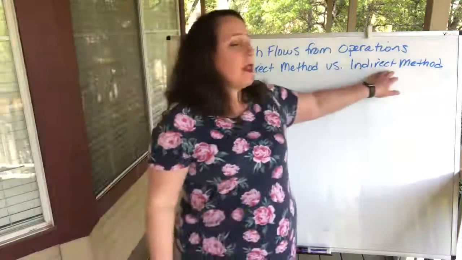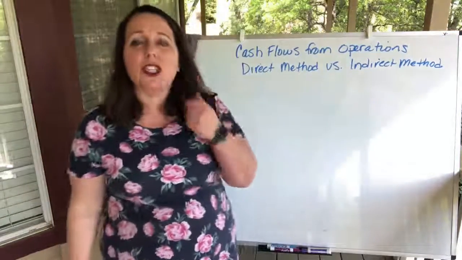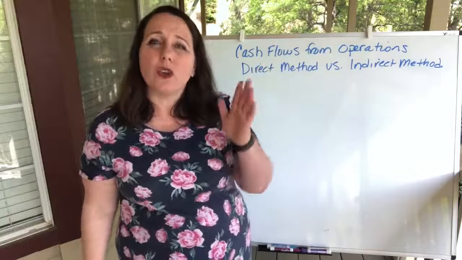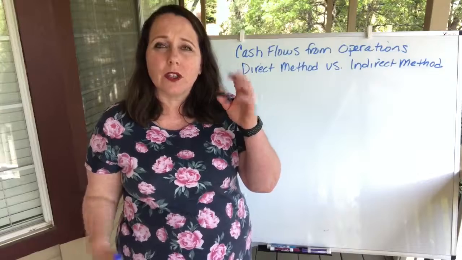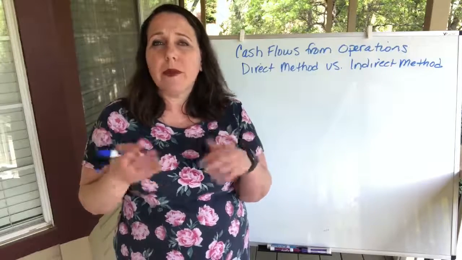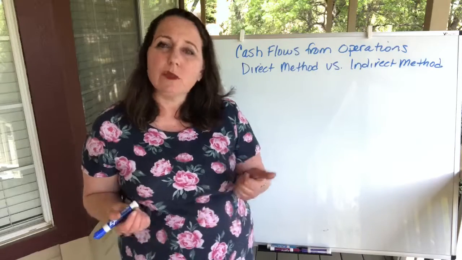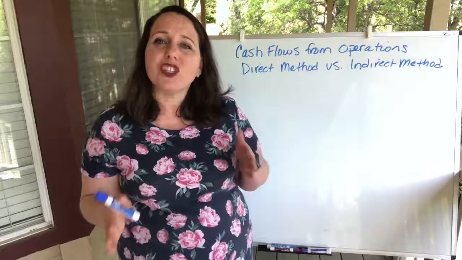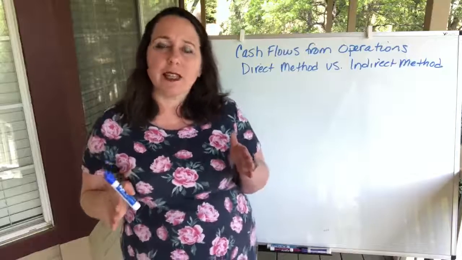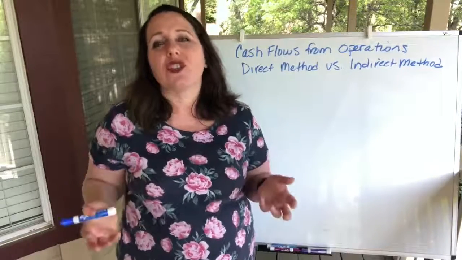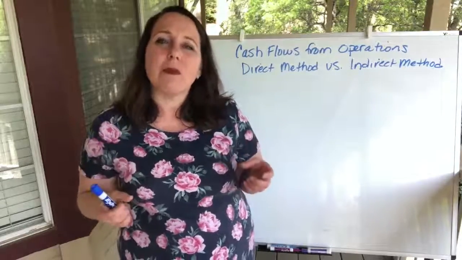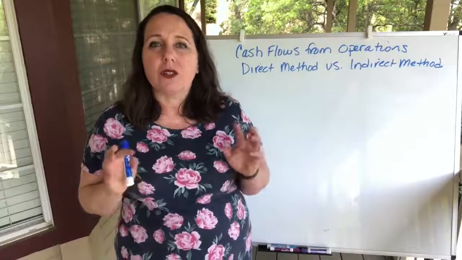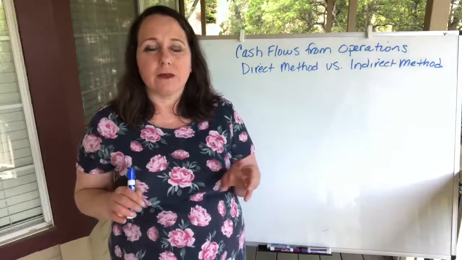The indirect method, alternatively, is super easy because you basically just take your net income, you add back any non-cash expenses, things like depreciation, and then you look at the changes in your current assets and liabilities, and you basically extrapolate what's the cash impact of your changes to your current assets and your current liabilities. So it takes a lot less time and it's a lot easier.